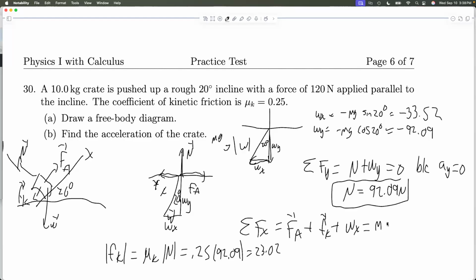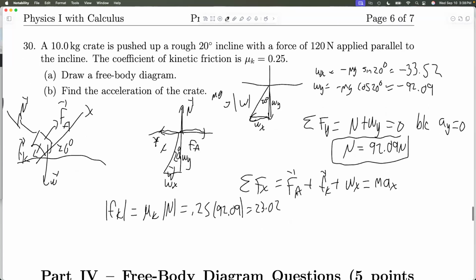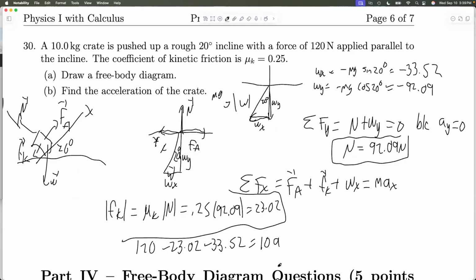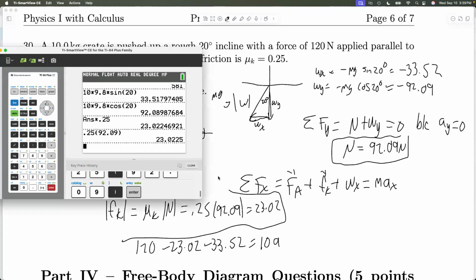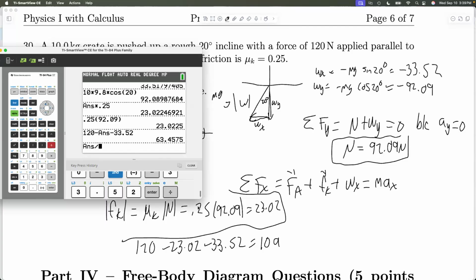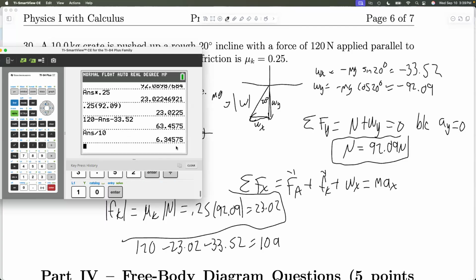Okay, so this will equal mass times acceleration in the x direction. So now let's put everything in. So I'm coming back here. FA was 120 minus 23.02 minus my x component of my weight, and that will equal the mass times A. So I've got 120 minus that last answer, minus 33.52. Get that in my calculator first and then divide by 10 to get A. 6 point, let's call it 35.